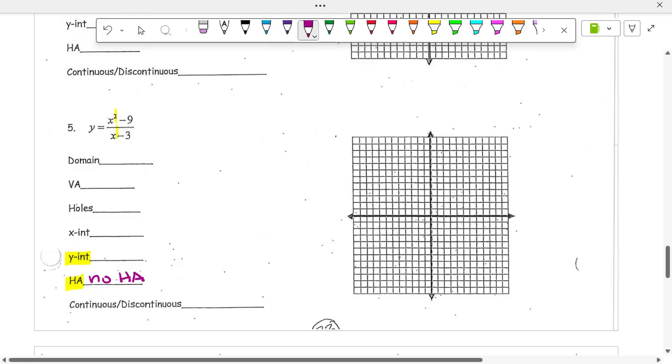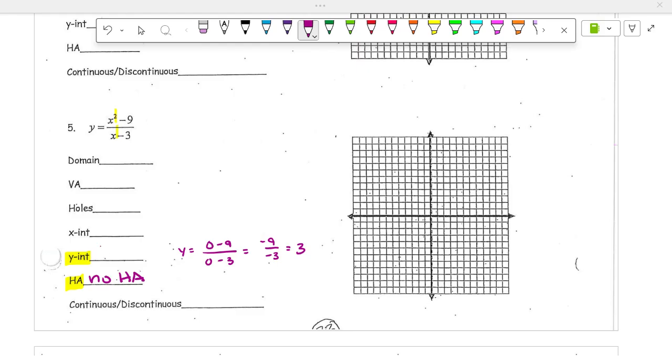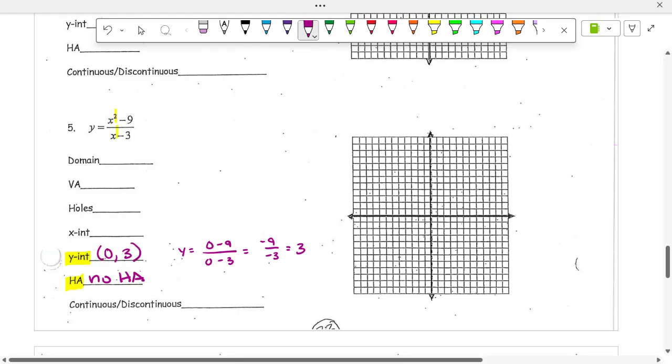Y-intercept. You just need to plug in 0 for x. So if I do that, y is equal to 0 minus 9, because 0 squared is just 0, over 0 minus 3. So that's negative 9 over negative 3, which is what? 3. So my y-intercept is at the point (0, 3).